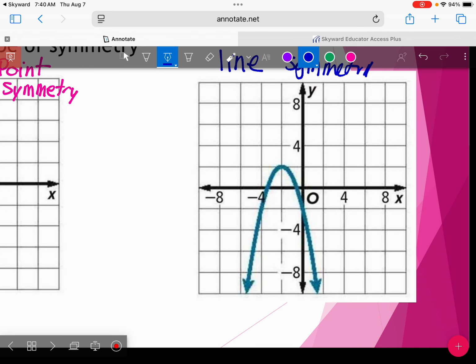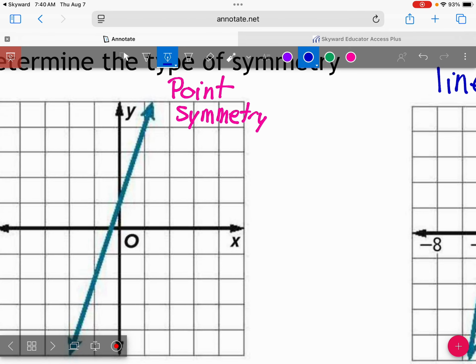You can think about it folding right through here. These pieces line up very, very matchy-matchy. On our point symmetry, it's that these guys rotate around and would line back up if I was to spin it. So point symmetry makes a spinner. Line symmetries fold on each other. It's another way to think about it.